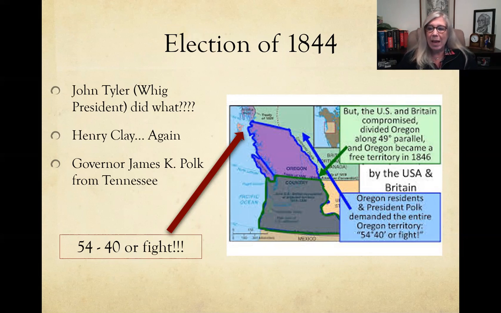So James K. Polk is actually going to say, if you make me president, not only will I annex Texas, because that's kind of scary for people because they know that that's going to come in as slave states. He says, I'm also going to annex Oregon. I'm going to bring in all of Oregon, 54-40 or fight, right? All of this territory is going to be brought in as well.